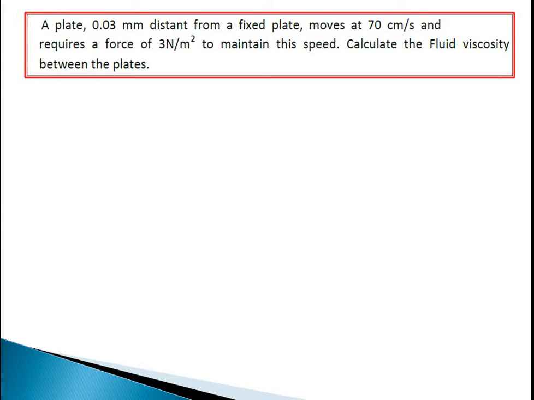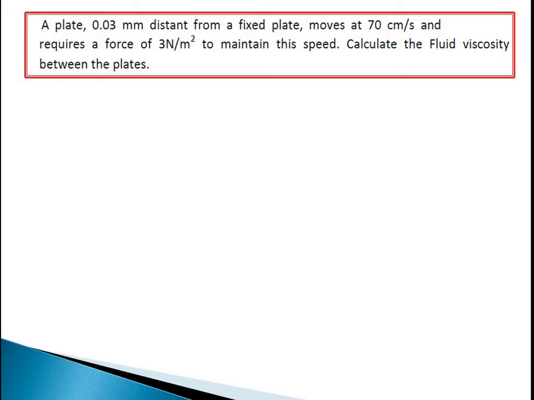So we'll start with the first problem. A plate at 0.03 mm distance from a fixed plate moves at 70 cm per second and requires a force of 3 Newton per meter square to maintain the speed. Then calculate the fluid viscosity between the plates. Now see, what is the problem? There are two plates kept on each other. The distance between the two plates is 0.03 mm, and the plates are sliding over each other. Out of the two plates, one plate is fixed and the other plate moves forward and backward over the first plate.